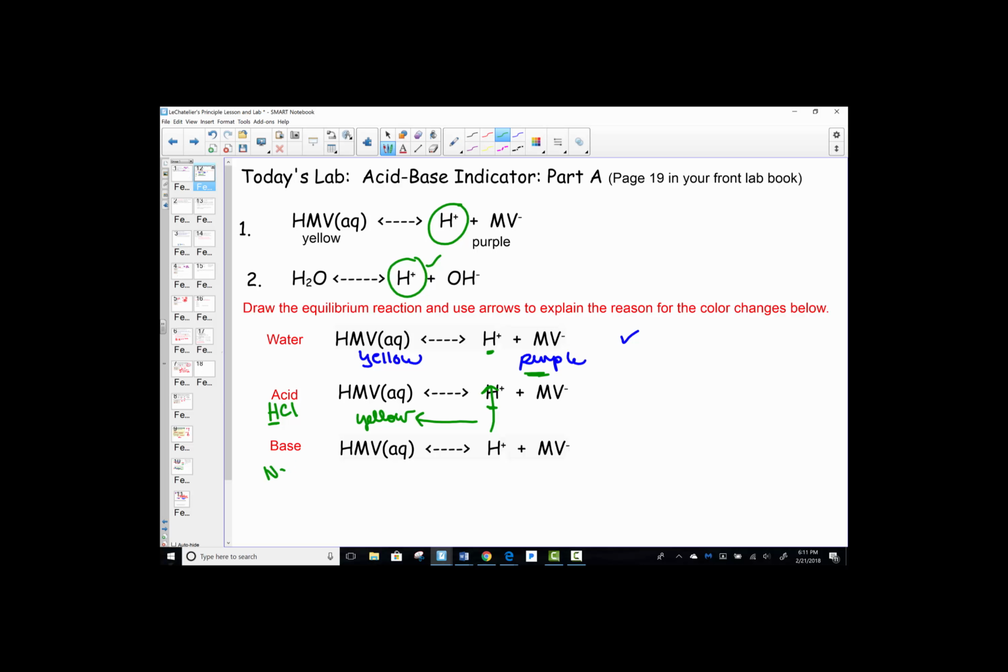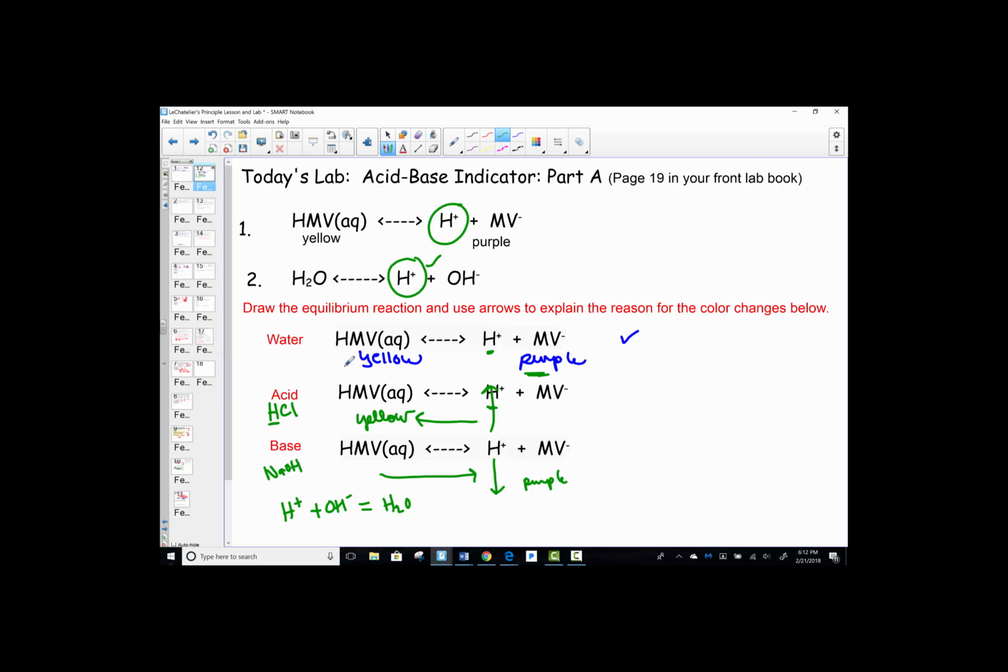And if you add base to this system, what we're asked to do is use these arrow notations. Adding a base consumes the acid ion. Remember that chemistry would say H and OH react to make water. So if I add OH, I'm using up the hydrogen. Le Chatelier says if I consume it, I want to make more, so you'll see it shift back to purple. So this is kind of the idea for the first part A.